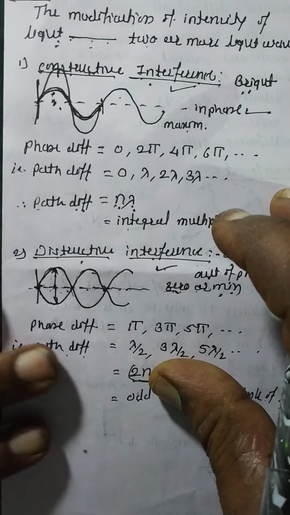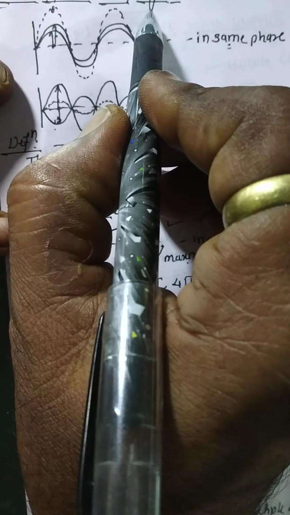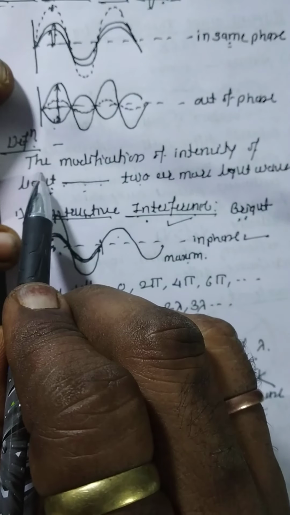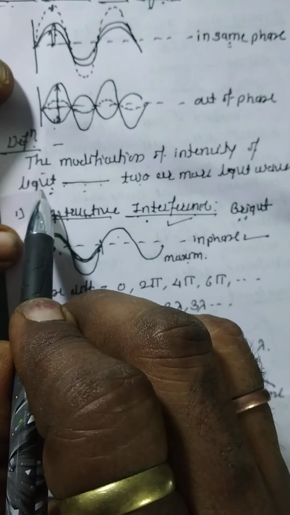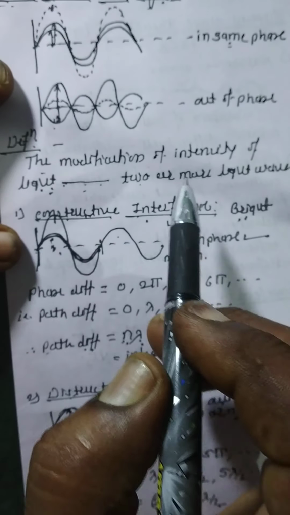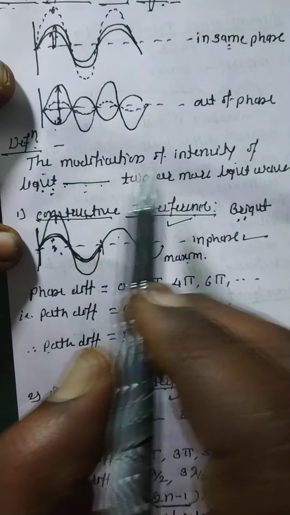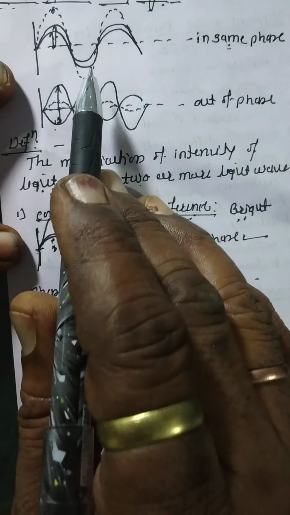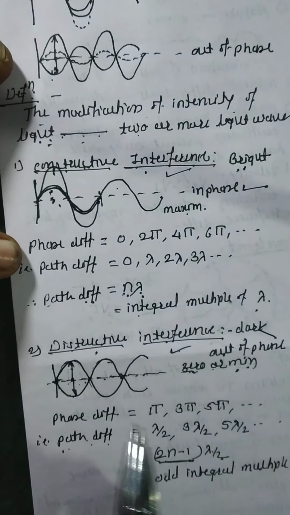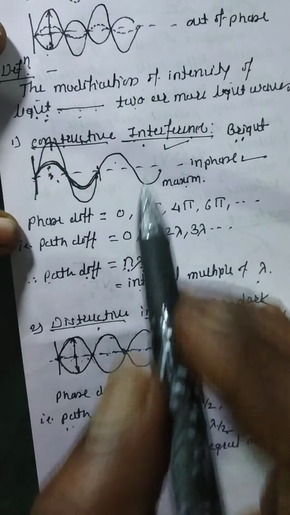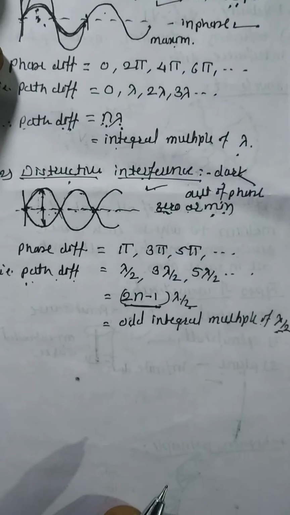Okay. So what have we seen so far? About interference of light. What is interference of light? The modification of intensity of light produced due to superposition of two or more light waves is called interference of light. There are two types of interference: constructive interference and destructive interference.